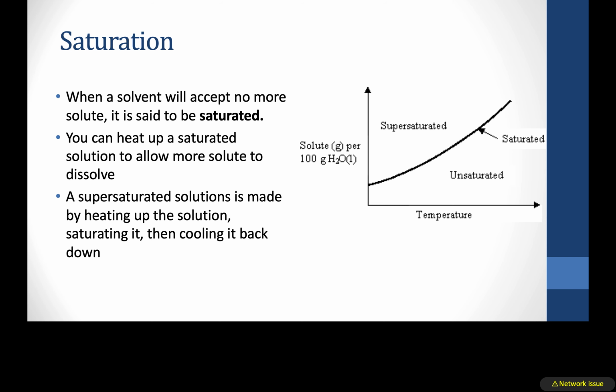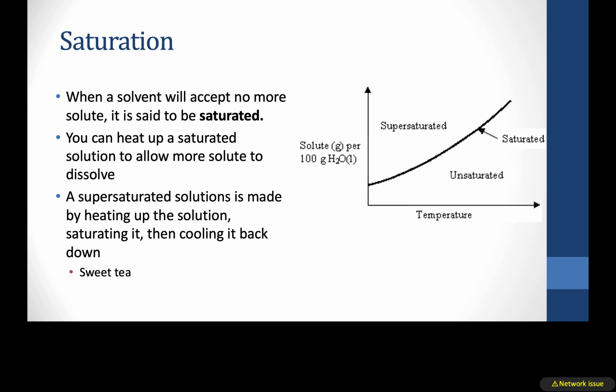So you can make a supersaturated solution by heating up the solution, saturating it, and then cooling it back down. So say we're here, it's saturated, we heat up the solution, so now we're unsaturated, so we add more solute to make it saturated, and then we cool it down, and we're supersaturated, all right? And you can actually do this.